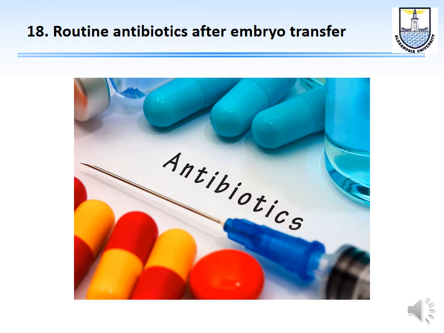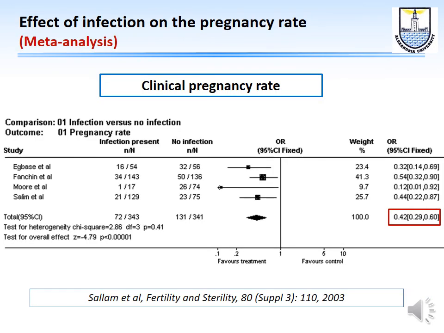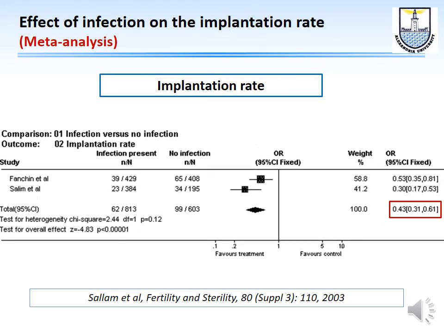What about using routine antibiotics after embryo transfer? Now, the first question is, does infection affect embryo transfer? And the short answer is yes. These are 4 studies from the literature showing that yes, if you have infection, then your clinical pregnancy rate is going to be diminished. And the meta-analysis which we conducted many years ago showed the same thing. Of course, the clinical pregnancy rate is diminished and the implantation rate is also diminished.